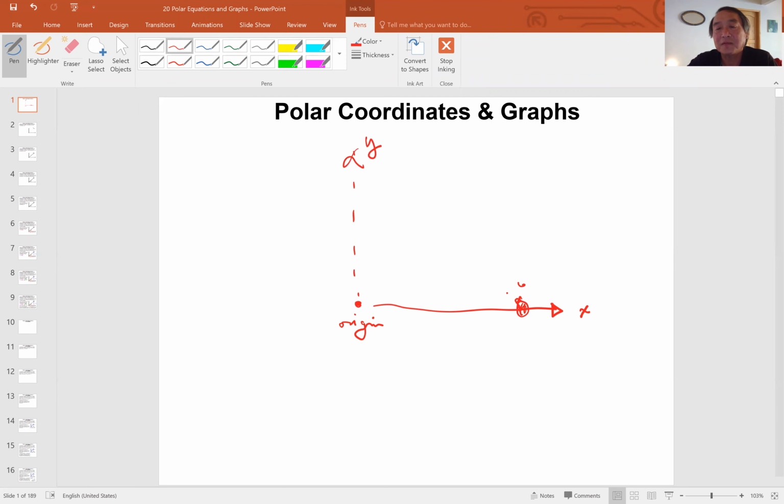And then we specify a location, point P. You walk out in the x direction a certain number A, and then you walk perpendicular a distance B. And then this is the location (A, B), P.